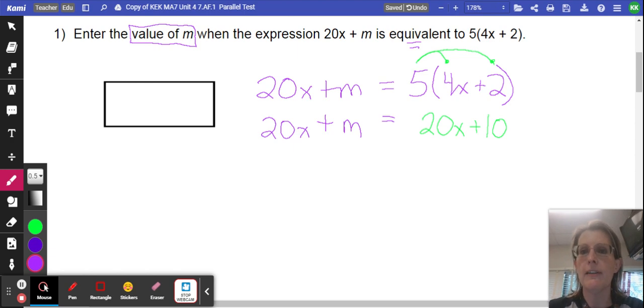And now some of you can look at that and you can just see, oh, well, this place and this place, so m has to be 10 because the 20x is the same, the plus is the same, so the m has to be a 10.